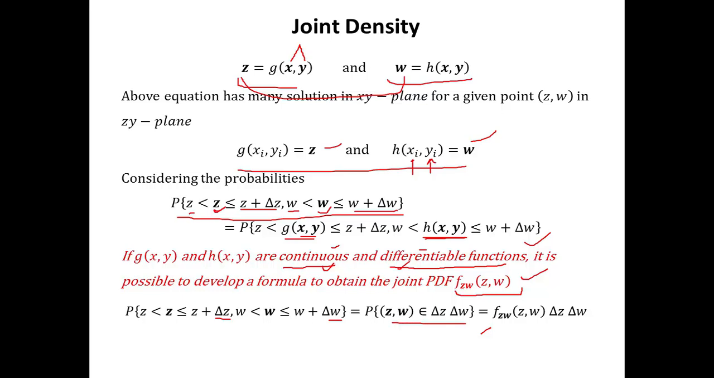This can be equivalent as FZW, that is the PDF of ZW, multiplied by the area of delta Z delta W. Here integration is not used because the delta Z delta W area is considered as an infinitesimal area. If it is a finite area, meaning a significant area, then we need to double integrate this FZW with respect to dz and dw. But since this area is infinitesimal, we can approximate this probability as PDF multiplied by that infinitesimal area.